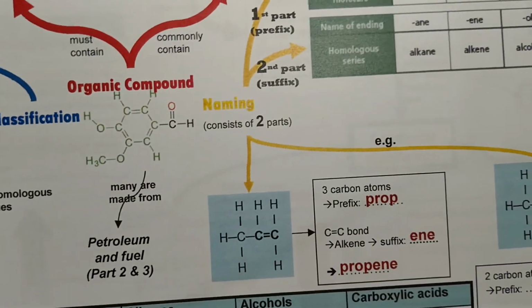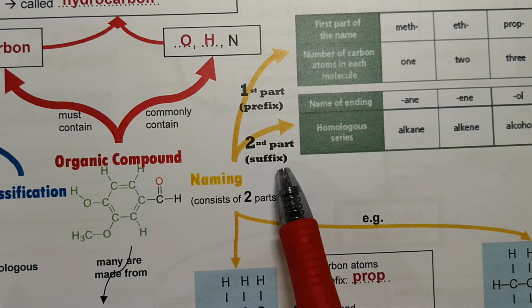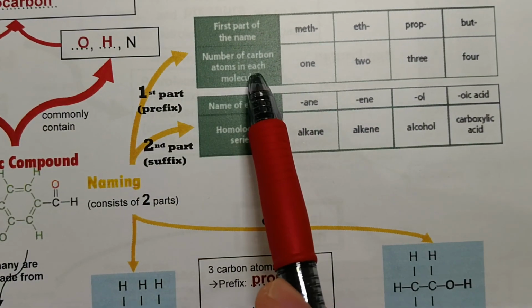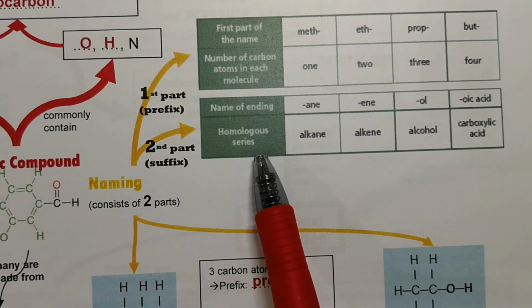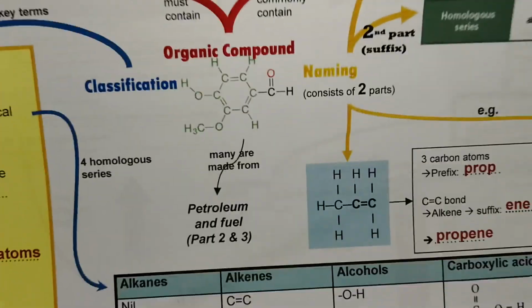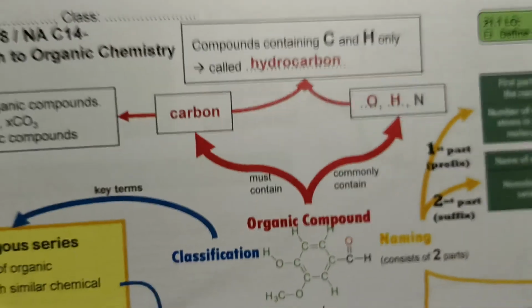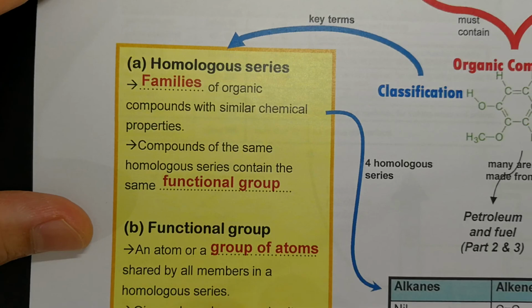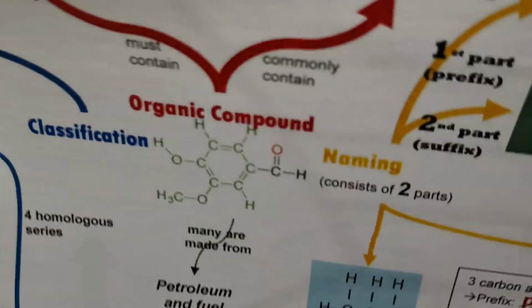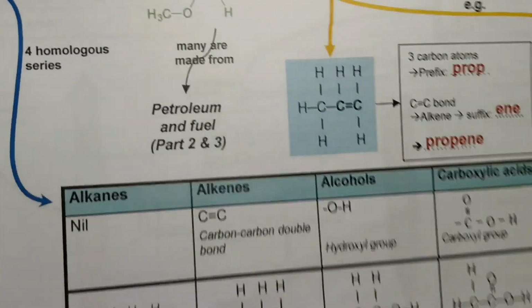So basically this is how you name the organic compound. Two parts of the name: prefix and suffix. The prefix depends on the number of carbon atoms, the suffix depends on the homologous series. For this part of the chapter, you need to know the definition of homologous series, the definition of functional group, how to name organic compounds, as well as the different types of homologous series, which you'll be studying in the subsequent chapters.